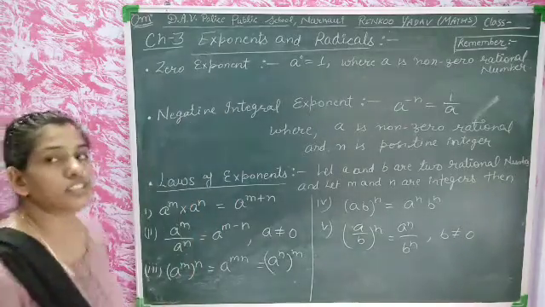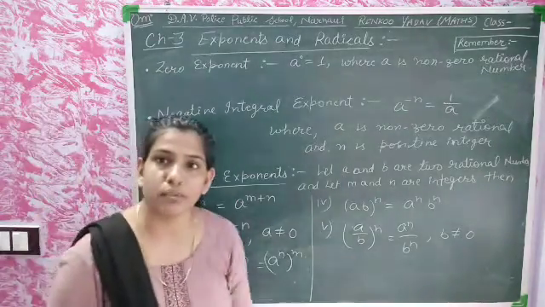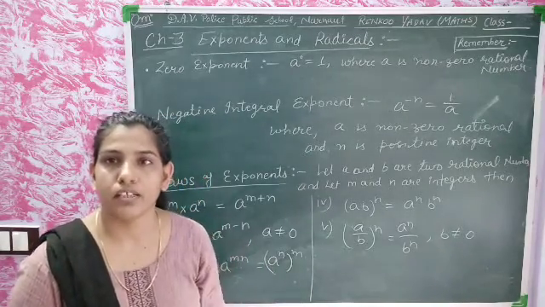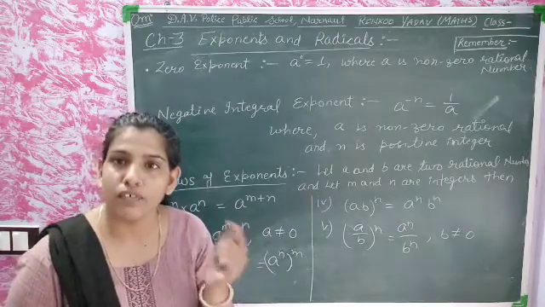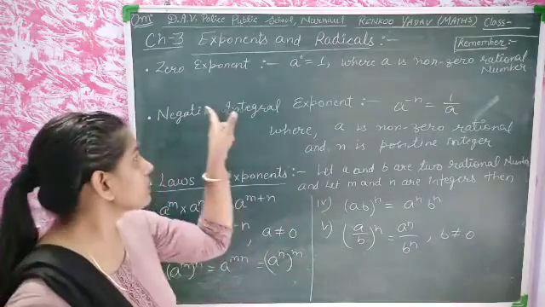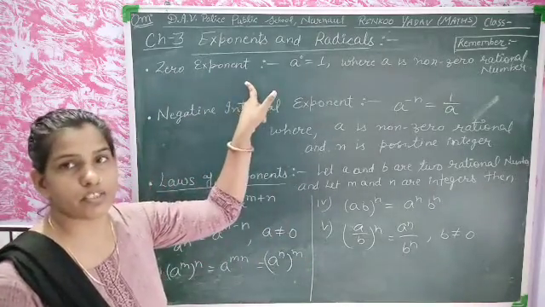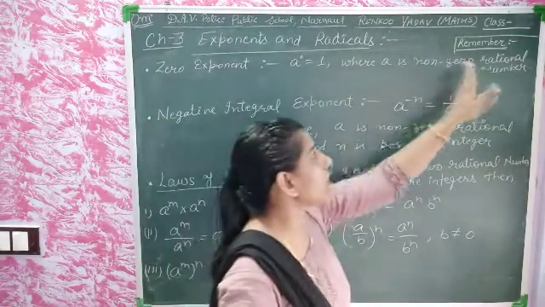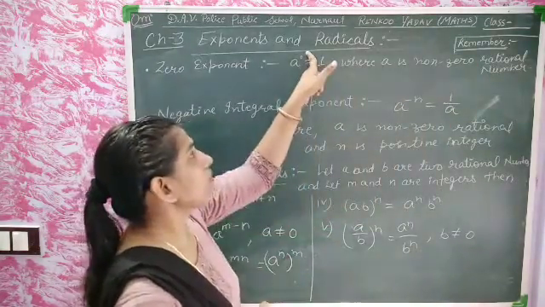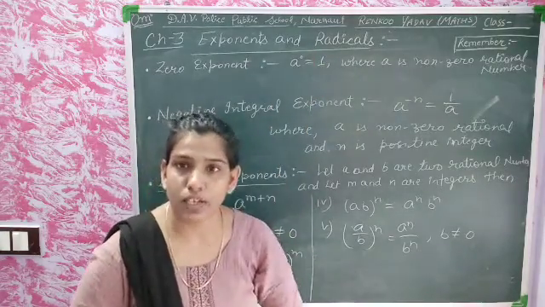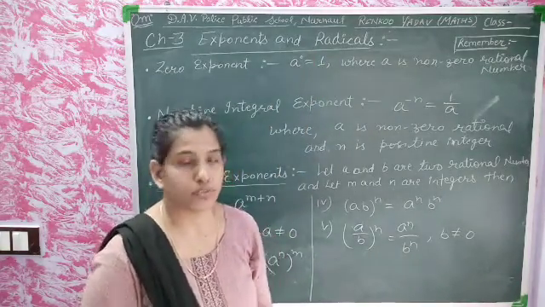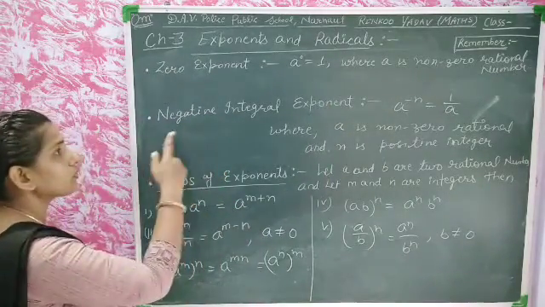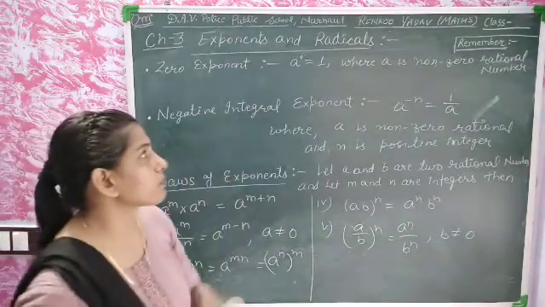We are calling here the zero exponent. Zero exponent means the power is 0. Any number, any rational number a, whose power is 0, that is the zero exponent. The power of any number is 0. This is called a to the power 0 and its value is always equal to 1. Is this clear students? Now we will go to the negative integral exponent.